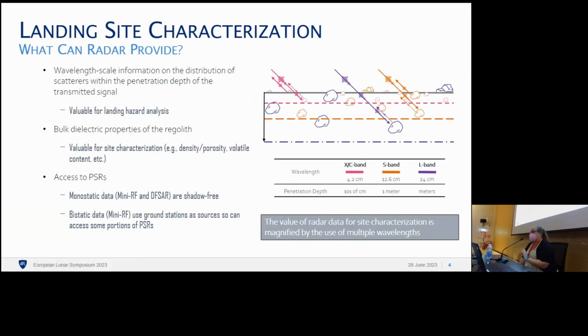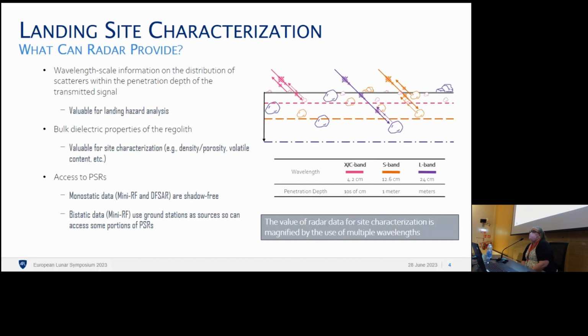This little cartoon shows you a bit about the different wavelengths of radar in different colors, and the different colored rocks are the things that radar would see. If you use multiple different wavelengths, you get a lot of information about things at multiple different scales, which can be very important when you're looking at landing sites or scientifically. It can tell us a lot about small boulders and big boulders, or the distribution of those different things.